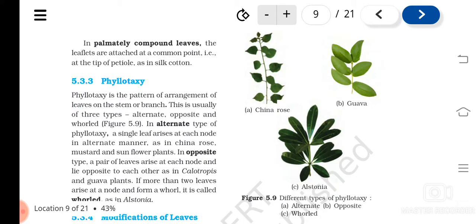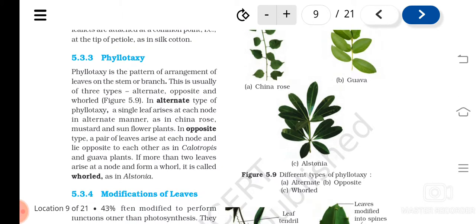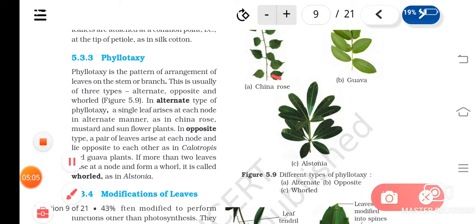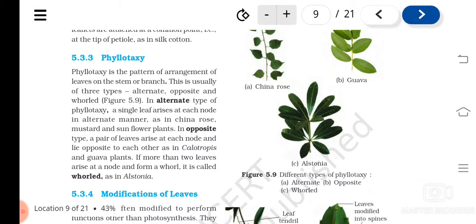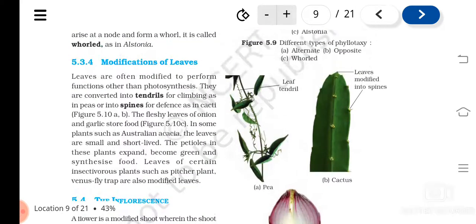Then I told you about phyllotaxy. What do you mean by phyllotaxy? Arrangement of leaves around the stem. So you can see alternate, then opposite and whorled. In alternate, what you are seeing here, one leaf from one node and another leaf from another node. Opposite means they'll be seen opposite to each other in the same node. And whorled means you can see many leaves arranged around a single node.